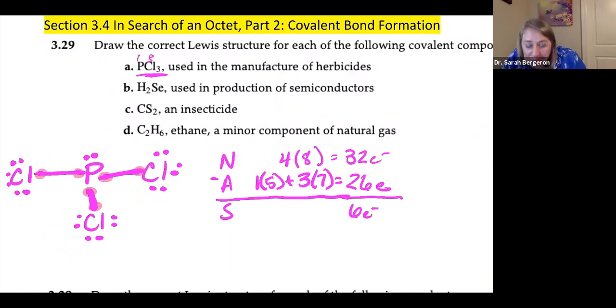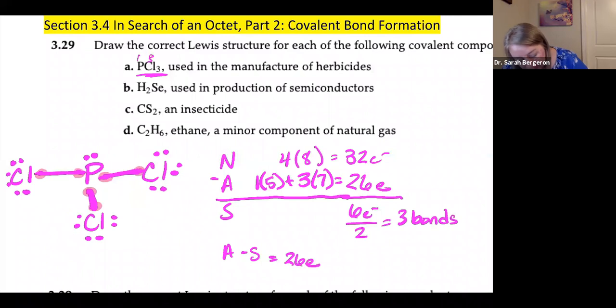So how many bonds am I going to have? How many electrons are in each bond? There are 2. So if I take these 6 electrons and divide by 2, that tells me I need 3 bonds. Okay. How many do I have left over? I'm going to take my available minus my shared. So my available was 26 electrons and my shared were 6 electrons. So I have a total of 20 left.